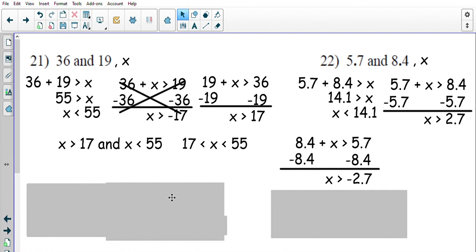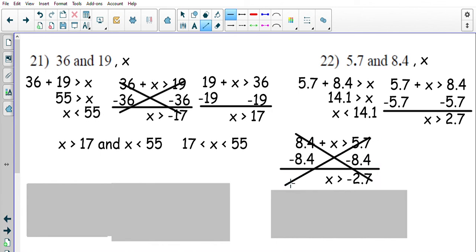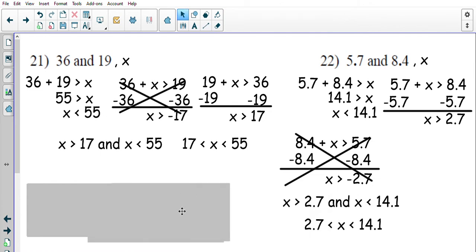And then my third inequality is going to be the one that doesn't really fit for us. I have 8.4 plus x is greater than 5.7. Subtract 8.4 from both sides to get x is greater than negative 2.7. And again, notice your lower boundary and the one that doesn't work are going to be opposites. So we can write that x is greater than 2.7 and x is less than 14.1, or our compound inequality that looks like this.